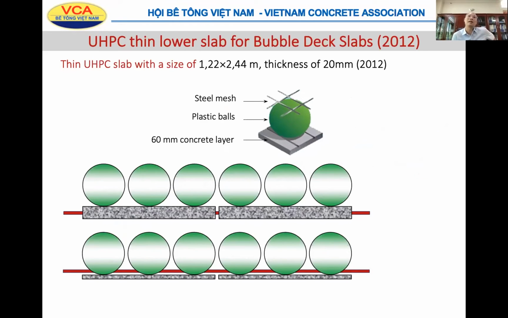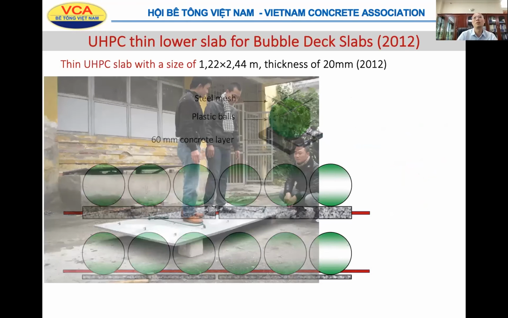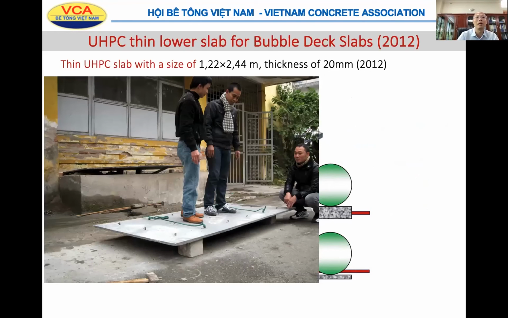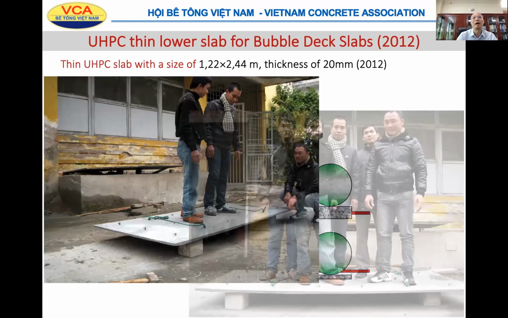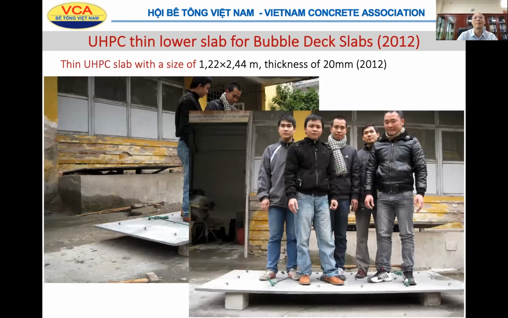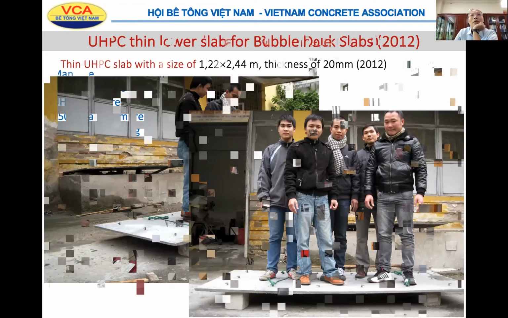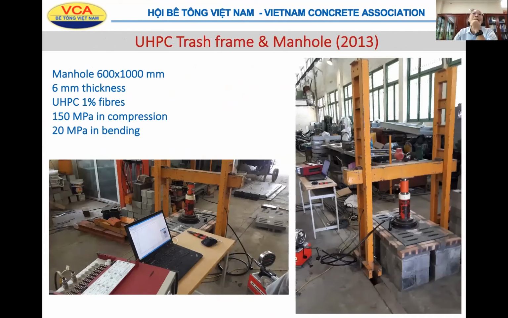And commonly, the normal concrete layer is 60 millimeter thickness. And we try to use UHPC with only about 20 millimeter thickness to replace the bottom layer of the bubble deck slab. And you can see some guys standing on the very thin slab. It's good for that application.